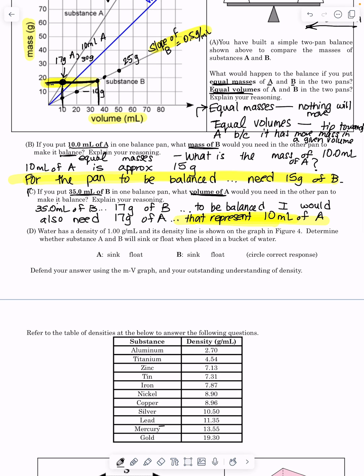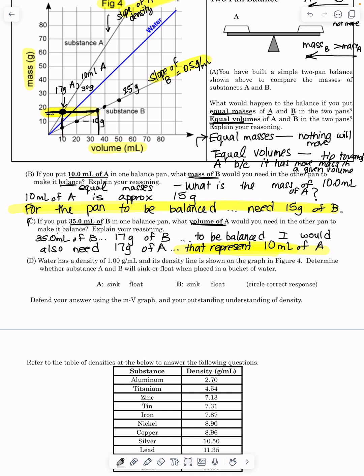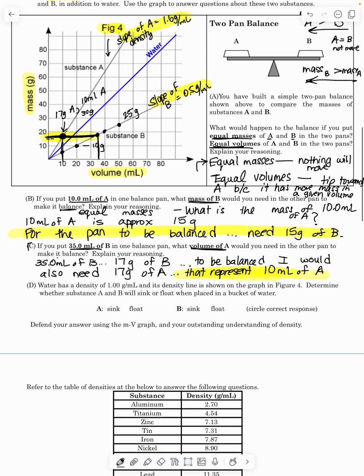All right, letter D here. Water has a density of 1 gram per milliliter, and that's shown by the blue line there in figure 4. Determine whether substance A and B will sink or float when placed in the bucket. Well, from our notes, if the density is greater than water, it will sink. If it's not, it will float.